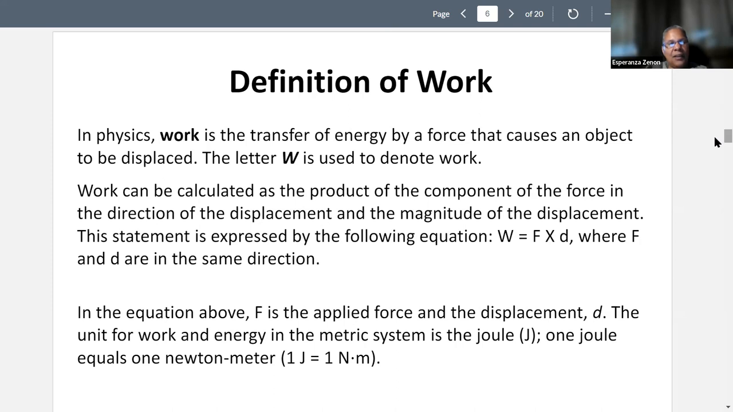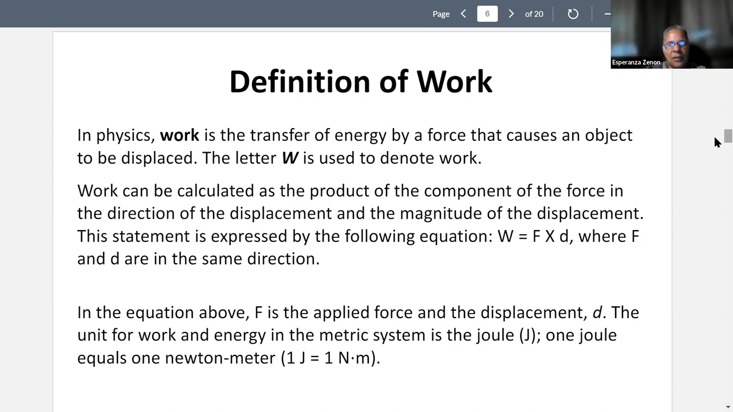Now, the caveat is the force and the displacement have to be in the same direction. Okay. So when you push or pull on an object, that object has to move in the direction of your push or pull in order to do work. So an obvious question is, what are the different ways you can or can't do work? Obviously, if you apply a force to an object and it doesn't move at all, then you aren't doing work. So if you push on the wall in your house and it doesn't move, then you aren't doing work. You can push as hard as you want, but as long as that wall doesn't move, there's no displacement, then no work is done.